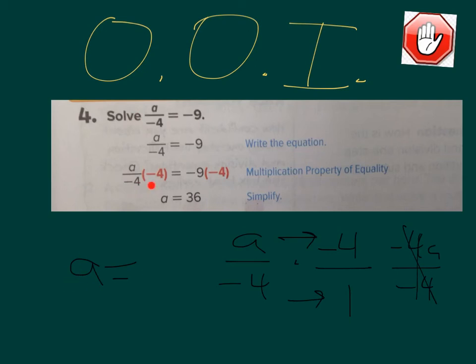So if I multiply the left side by negative 4, I need to multiply the right side by negative 4. Negative 9 times negative 4 is 36. And so I use my opposite operation to help me isolate. It said to divide. a divided by negative 4 is negative 9. Therefore, to isolate it, I had to multiply. So I did the opposite operation.